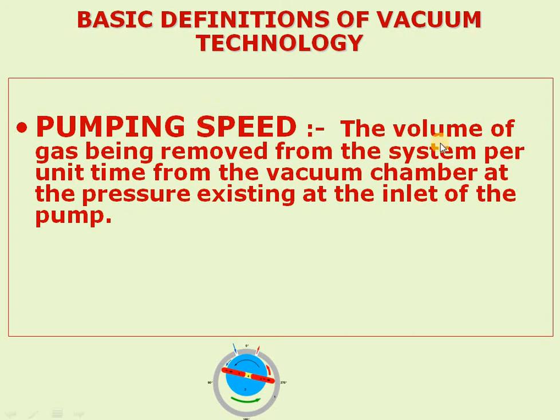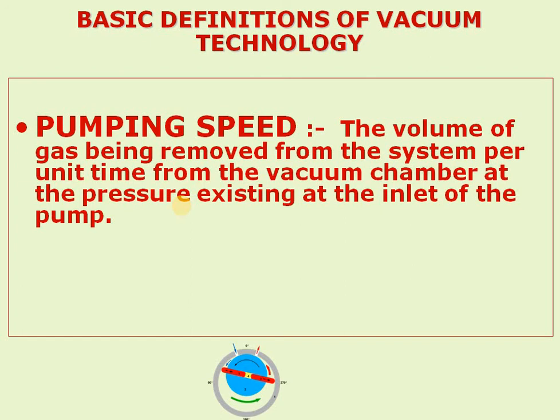So you can define pumping speed as the volume of gas that is being removed from the system per unit time from the vacuum chamber, at the pressure existing at the inlet of the pump. Okay. So it is worth noting here that pumping speed is always defined at a given pressure. Just like when we define the resistance of a diode, forward resistance, backward resistance, we define the resistance for a particular current or a particular voltage. Isn't it? Just like that, whenever we define pumping speed, we have to specify at what pressure you are mentioning the pumping speed. That is very important.